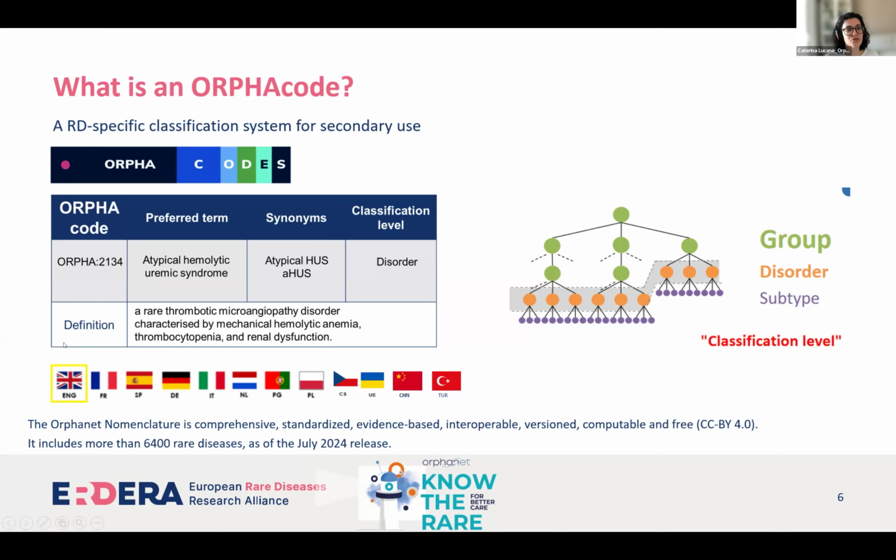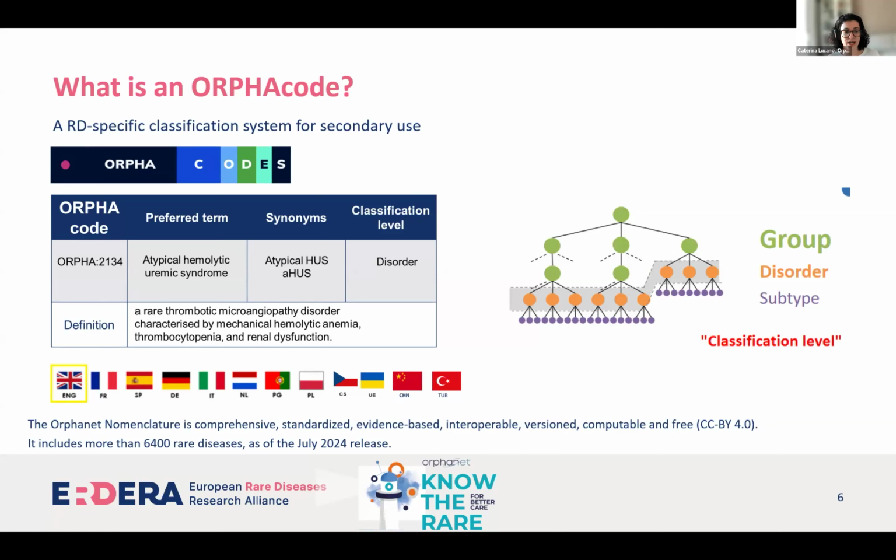Also, each and every Orpha code is defined by a definition that states the classification of the disease. For example, this disease is a rare thrombotic microangiopathy disorder characterized by, and then you have the clinical signs that are really characteristic of the disease. This really helps when we need to code patients, to really understand what the concept is. The nomenclature is produced in English and is translated into several languages. So you see 1, 2, 3, 4, 5, 6, 7, 8, 9, 10, 11 languages.